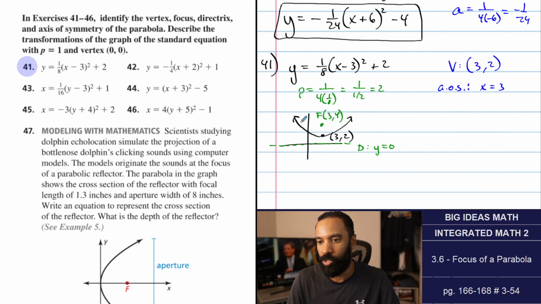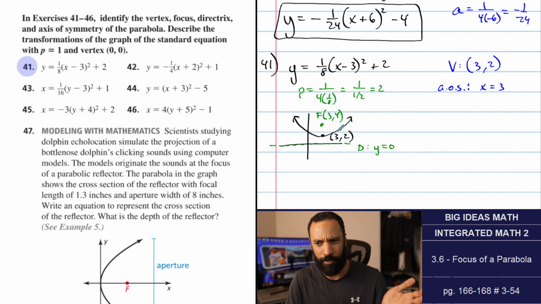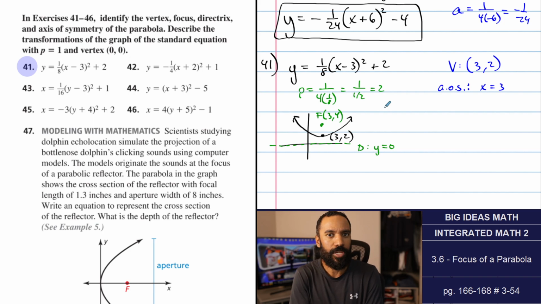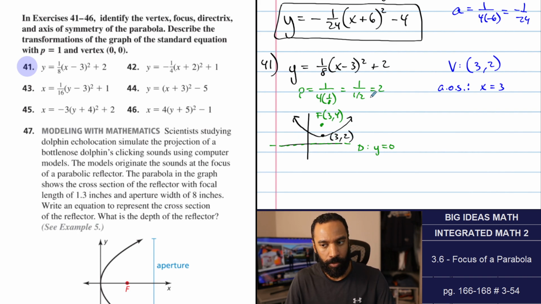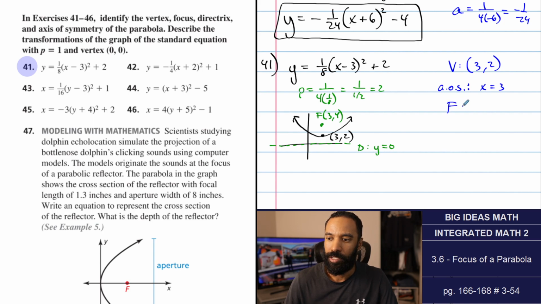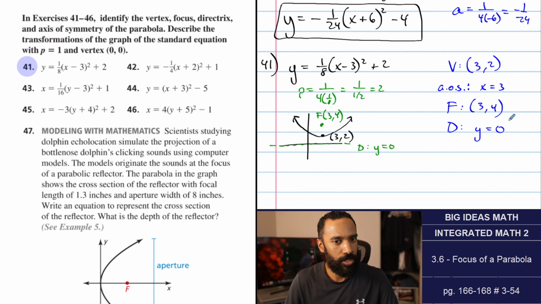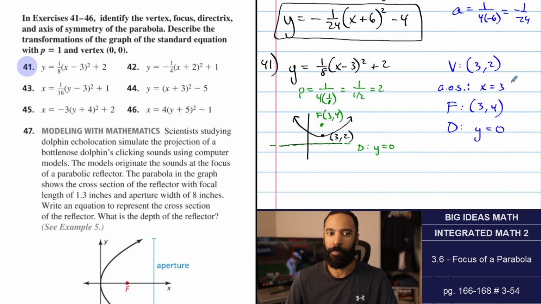But p being 2, if the graph goes upward, the focus is 2 inside of here. And remember, they have a formula for that. They're like h, k plus p and all that. And I get it. But you just got to go 2 up from your point. So instead of 3, 2, you're up at 3, 4. Instead of y equals 2, you're down at y equals 0 because of the p-value. So that's what your focus is. 3, 4. And your directrix is at y equals 0. Those are the 4 parts I needed.